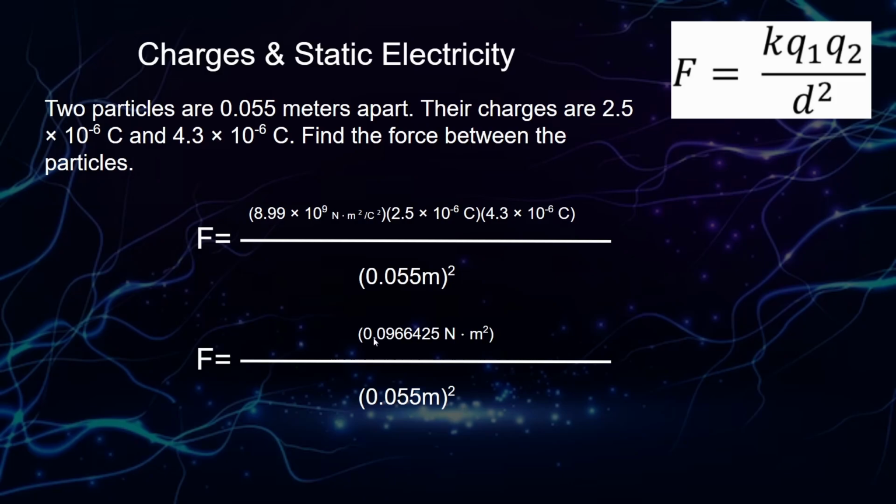So that would give me 0.0966425. I'm not rounding yet. Newton times meters squared. I got rid of my divided by coulombs squared by multiplying by coulombs, so that's how my units ended up with just newtons times meters squared. And now I'm dividing by meters squared, so I need to square the 0.055 meters. If I do this number in my calculator divided by 0.055 squared, I will get an answer of, I think it's like 31.9, but it's going to round with two significant figures to 32 newtons.